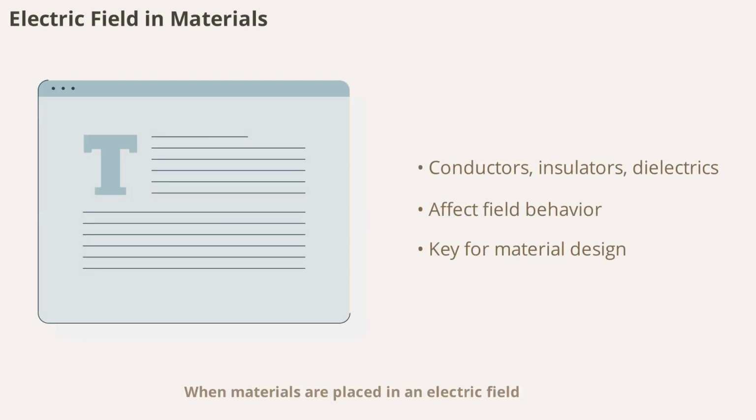When materials are placed in an electric field, their internal structure affects how the field behaves. Conductors allow charges to move freely while insulators restrict movement. Dielectrics become polarized, enhancing the field inside capacitors. Understanding these effects is crucial for designing materials with specific electrical properties.